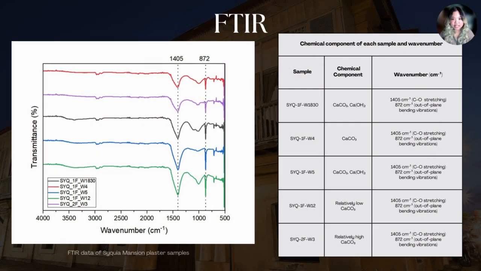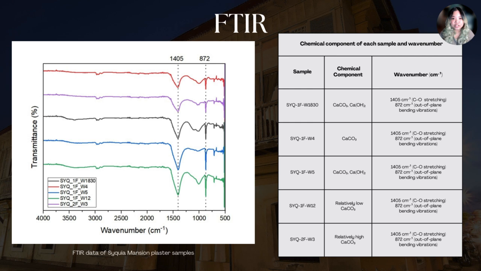For the FTIR analysis, we used a spectral range of 500 to 4,000 per centimeter. All samples showed peaks at approximately 1405 and 872, corresponding to carbonate groups and their bending vibrations, which confirms the presence of calcium carbonate as a primary component. The broad band between 3000 and 3500 indicates OH stretching vibrations, suggesting the presence of water molecules or hydroxyl groups, supporting the presence of calcium hydroxide.